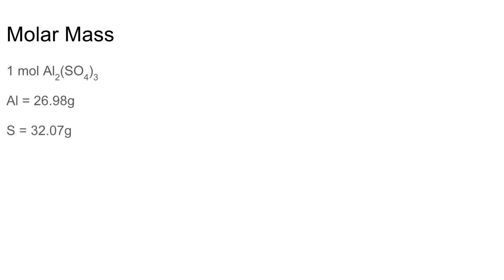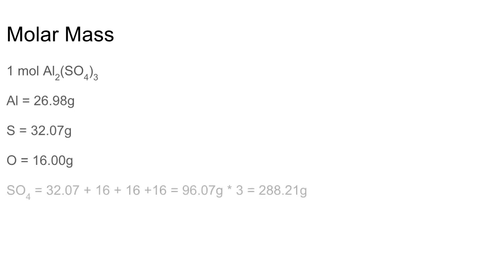Here we have aluminum sulfate. Aluminum is about 27, sulfur is about 32, and we said oxygen 16. So sulfate itself comes out to 96.07 grams. But if we look, we have 3 of those. So together, 3 sulfates come out to 288.21. Add that with 2 aluminum, and the molar mass we get is 342.